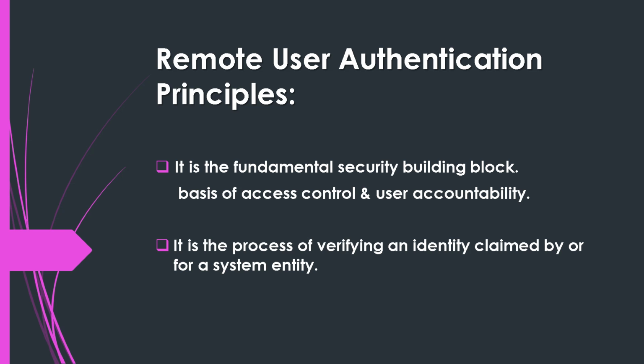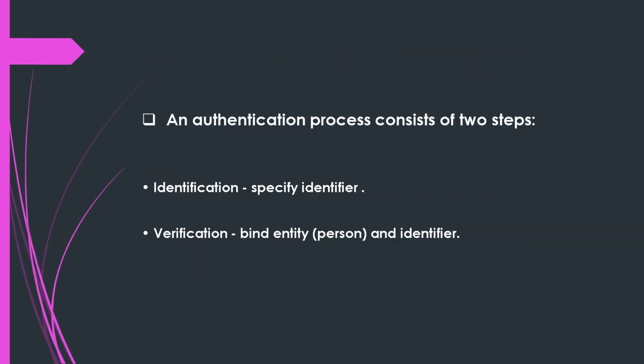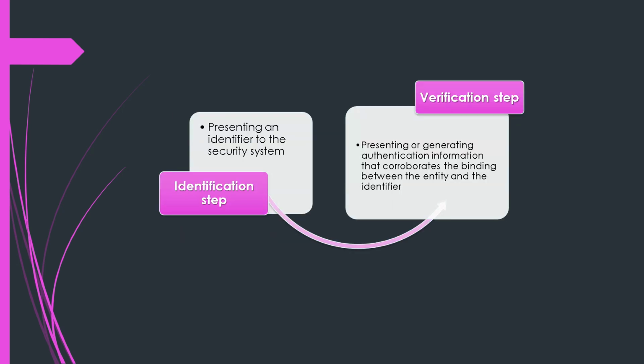Mainly there are two steps included in the process of authentication, that is identification and verification. In identification we specify an identifier, and verification is done between the person and the identifier. So let us know in detail about the identification step and the verification step.